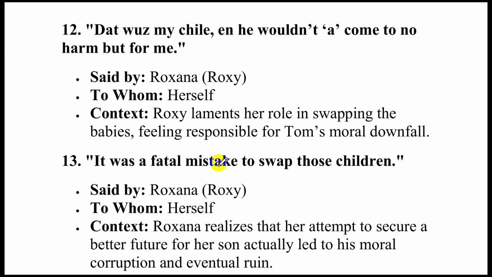Quote number 12. "That was my child. He wouldn't have come to no harm but for me." Said by Roxy to herself. Roxy laments her role in swapping the babies, feeling responsible for Tom's moral downfall.